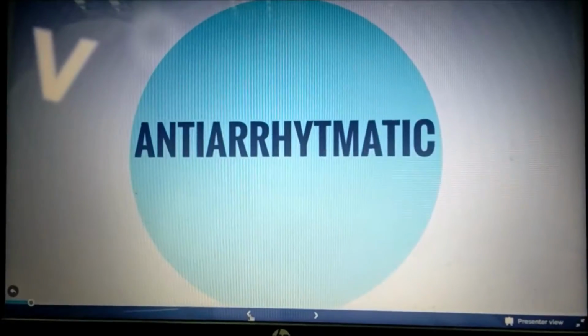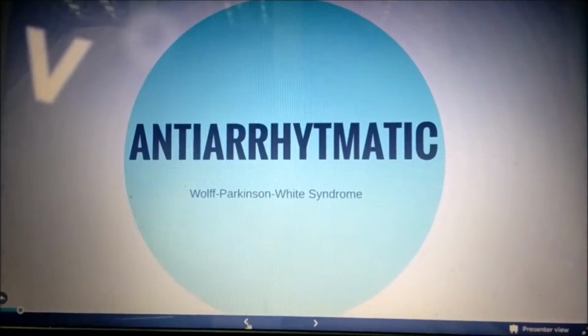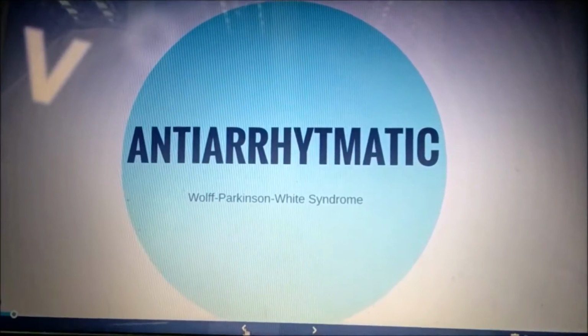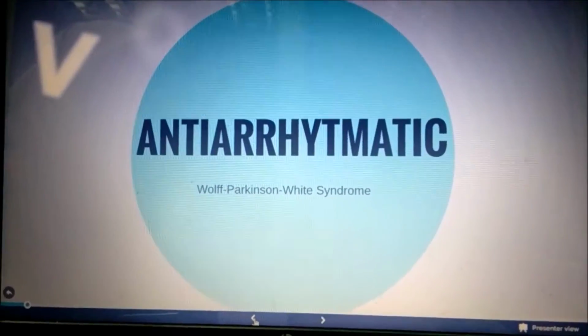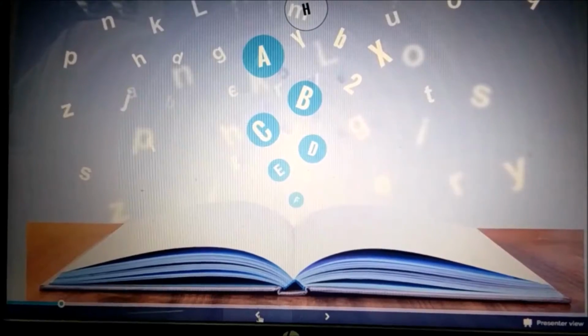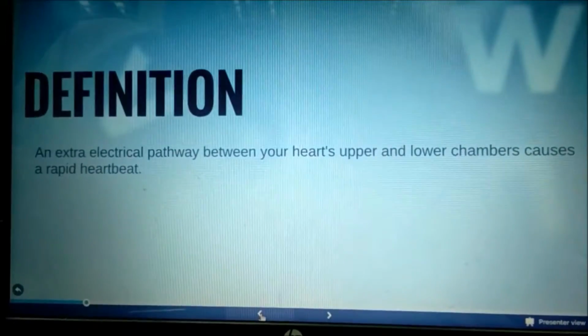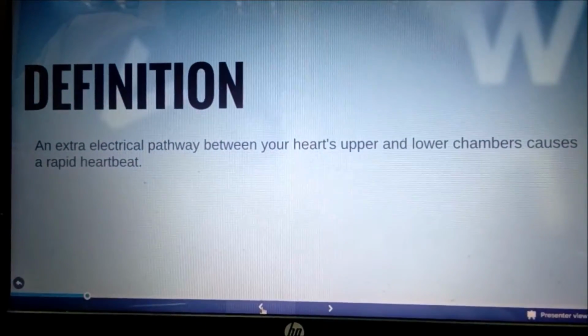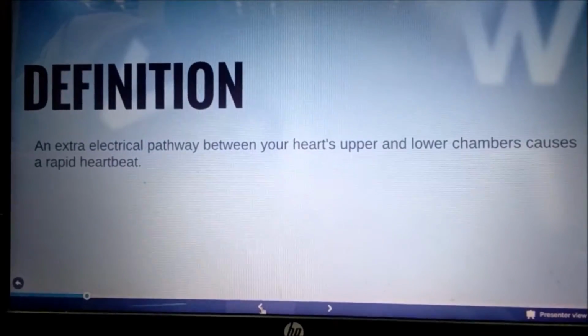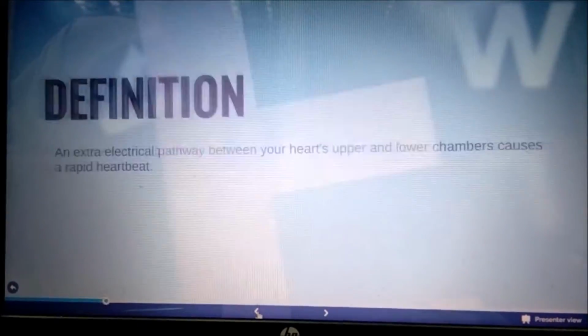Okay, today I will explain about a disease called Wolff-Parkinson-White syndrome under anti-arrhythmic drugs. First, I will explain about the definition. It's an extra electrical pathway between your heart's upper and lower chambers that causes a rapid heartbeat.